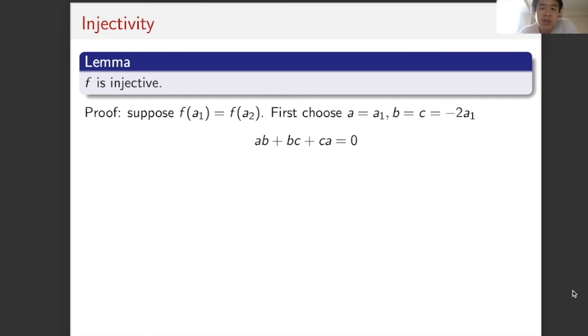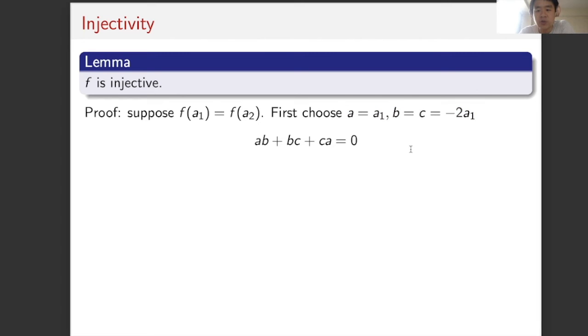How are we going to show that it's injective? Well, the same classical trick applies. Suppose that you have two numbers a1 and a2 such that f of a1 equals f of a2. Now, like what I said before, you want to substitute such that a is either a1 or a2, and then ab plus bc plus ca equals 0, because it will force the right-hand side to be 0 as well. And what's nicer is if b is the same as c, and fortunately, these three things would work.